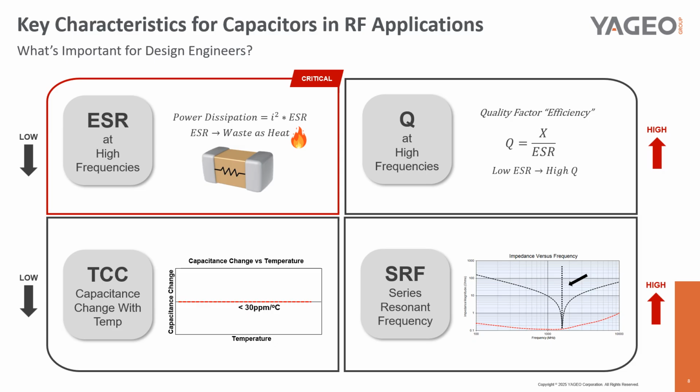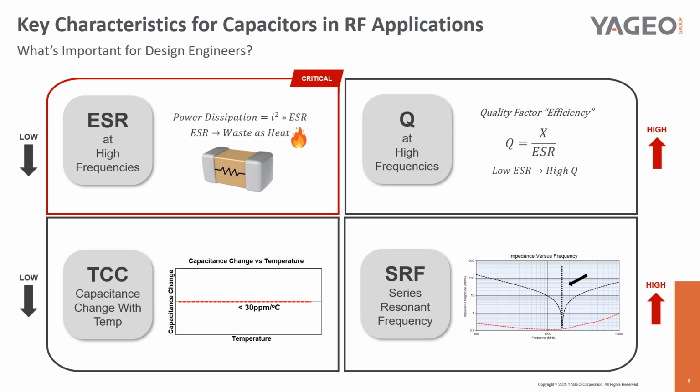The first is the ESR at high frequencies. This is the resistance of the capacitor, which includes the resistance due to the dielectric as well as the electrodes. This is important because ESR is directly related to the power dissipation in the form of heat. High ESR can cause excessive heating in the capacitor, so we want that to be low.